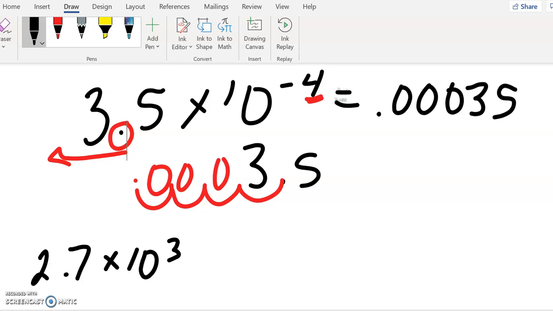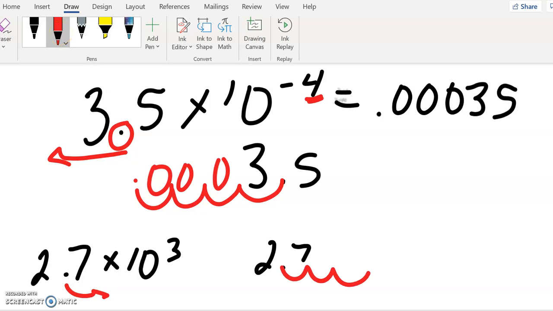Okay, now, similarly, if we would have 2.7 times 10 to the 3rd, notice that is a positive exponent. Positive exponent means our numbers get bigger. To make our numbers bigger, our decimals have to go right. So we would take 2.7 and move that decimal 1, 2, 3 places to the right, fill them in with zeros, and this is the same as 2,700. Okay, so what does that look like then?